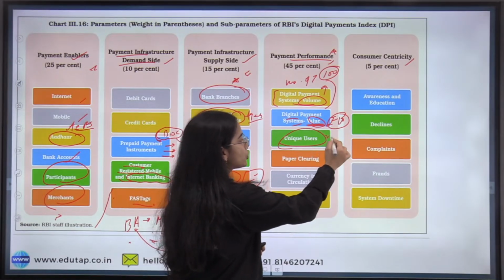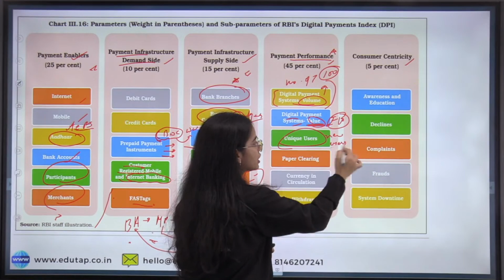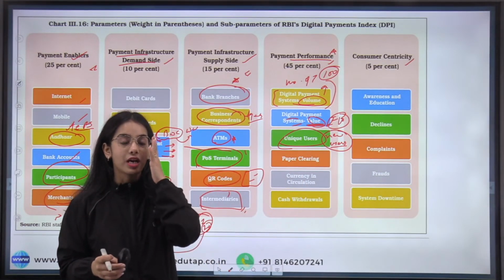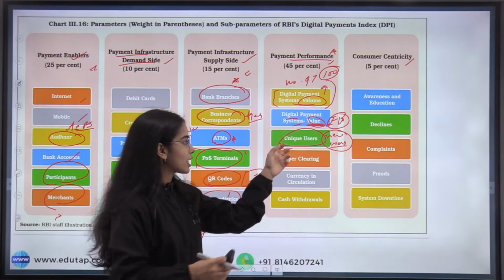Unique users, that means new users that have joined the digital payment ecosystem and that have started the digital transactions. So that is unique users.